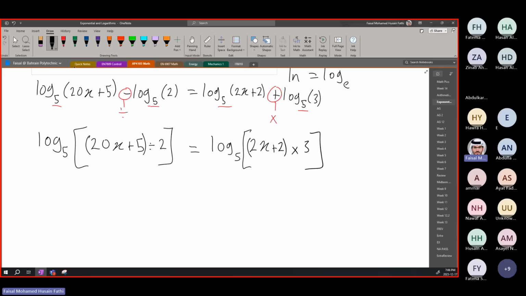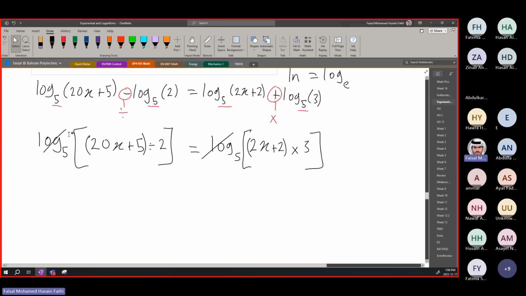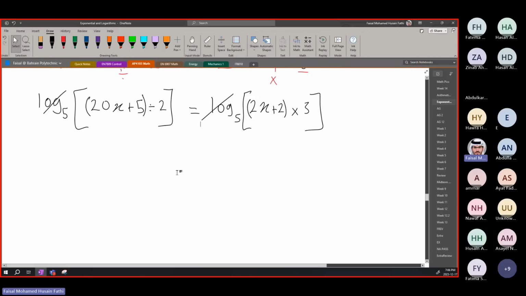We have log base 5 by themselves on each side. We can cancel them directly. You can only cancel the logs if they are by themselves, like individual on each side. You cannot cancel them when there are multiple logs, okay? So when you only have one log of the same base on each side, one log on the left and one log on the right, or one ln on the left and one ln on the right, that's the only time you can cancel it. So this will give us 20x plus 5 divided by 2 is equal to 2x plus 2 times 3.